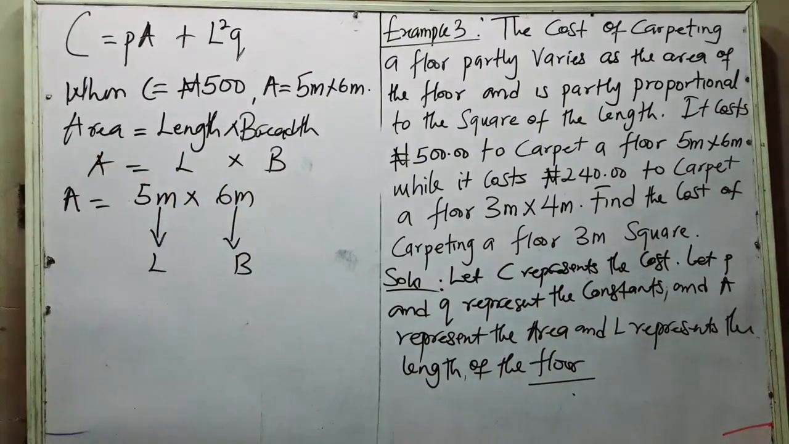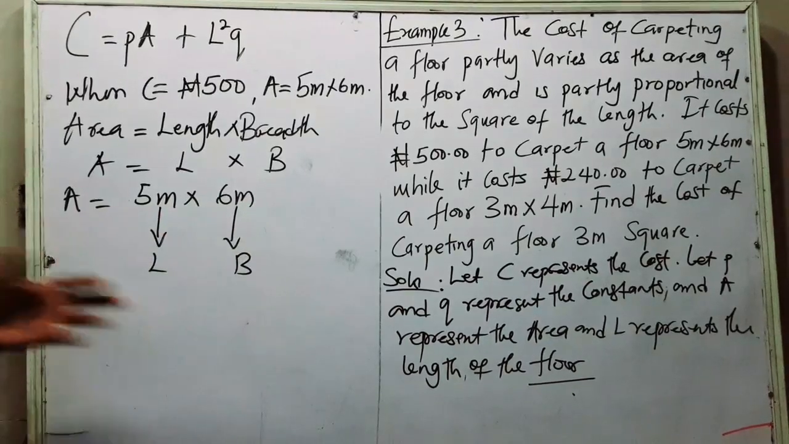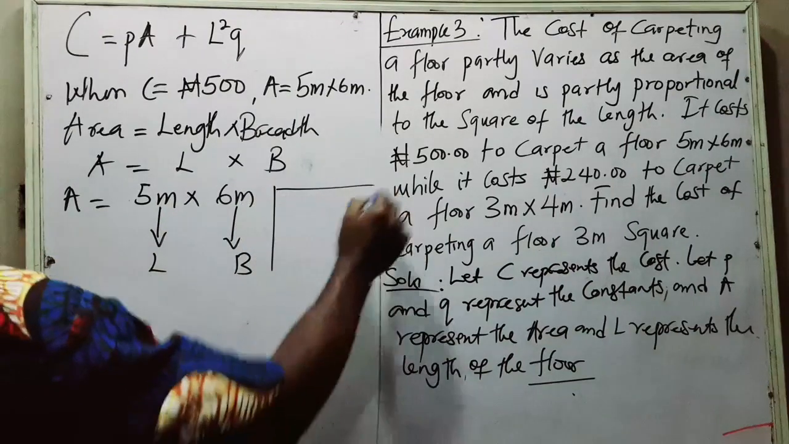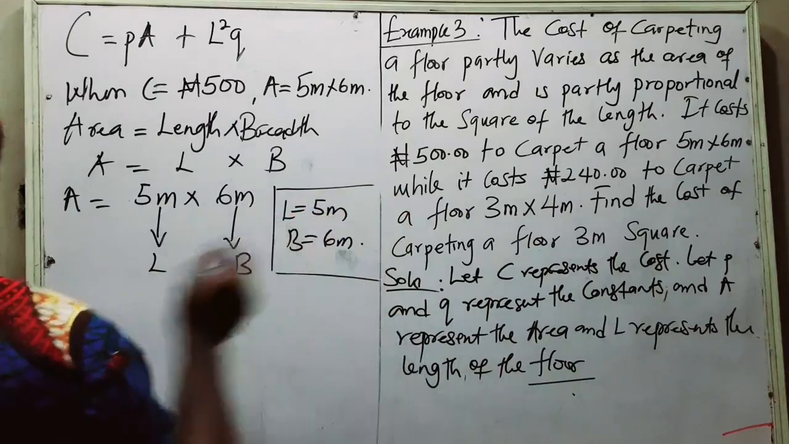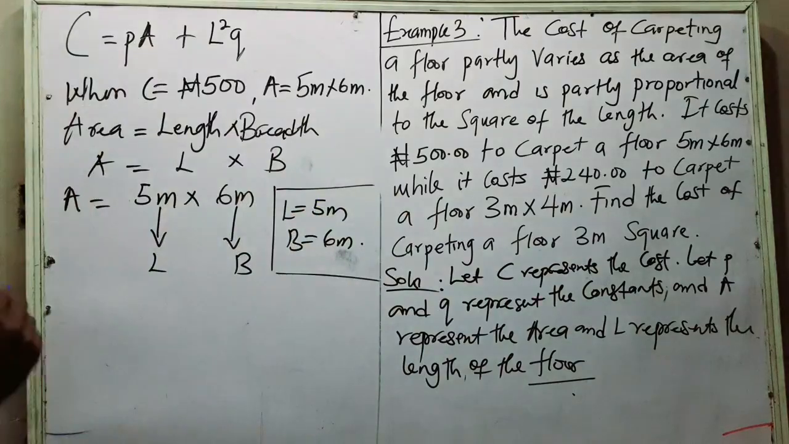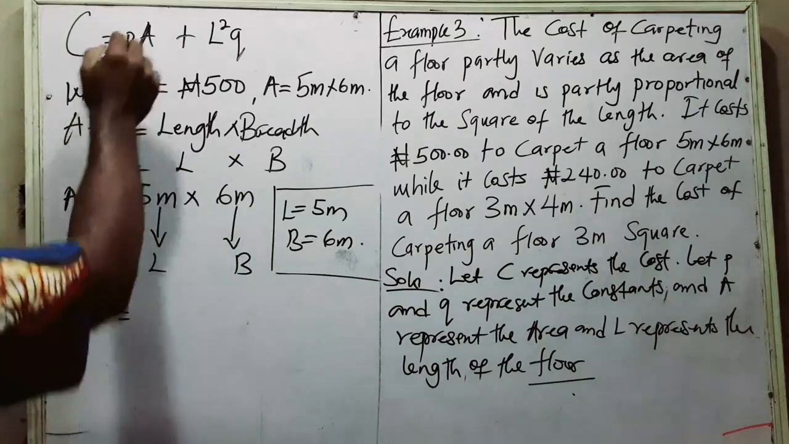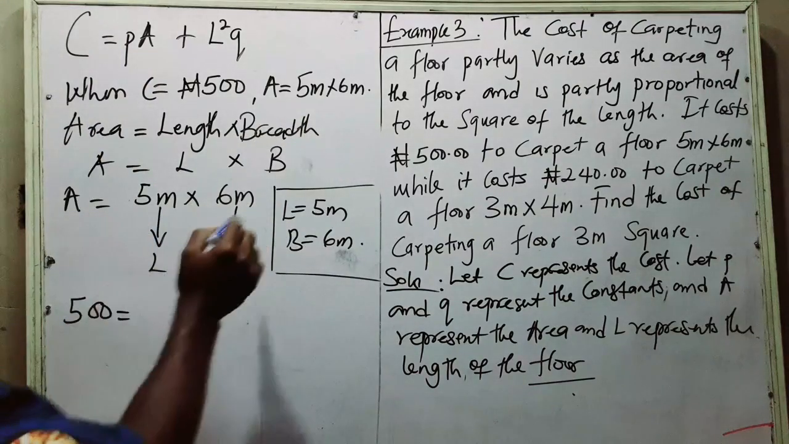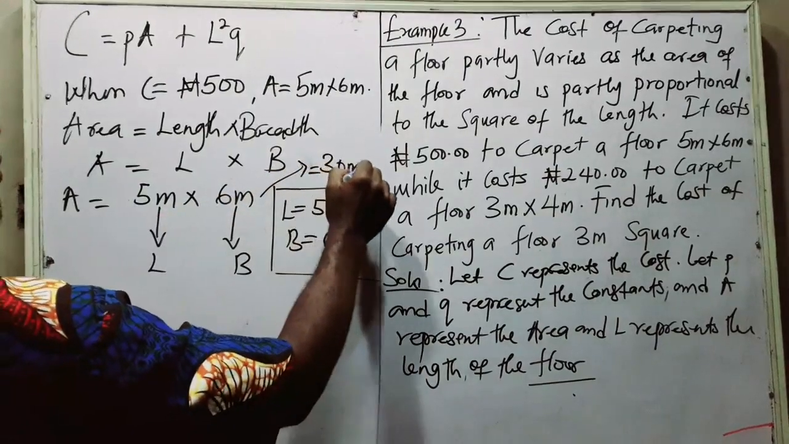So if we are given any area to be 5 meters multiplied by 6 meters, this is L, this is B. A is length times breadth, which is equal to 5 meters multiplied by 6 meters. At this junction, it is telling us that L is equal to 5 meters and B is equal to 6 meters. So we now put in these values, telling us that our cost is 500 naira. We have P times our area. By the time we multiply our area, 5 times 6, it gives us 30 meters square.